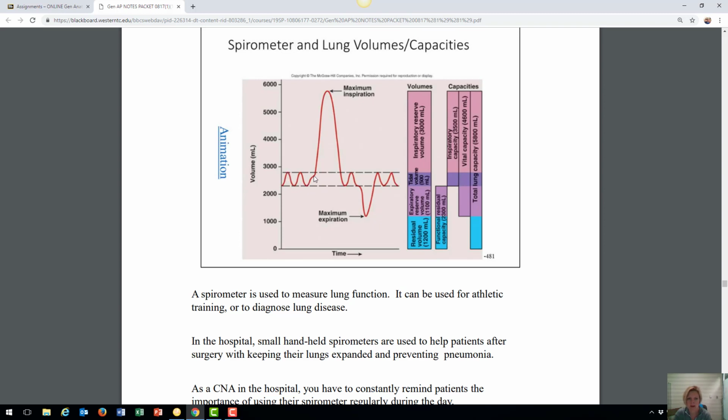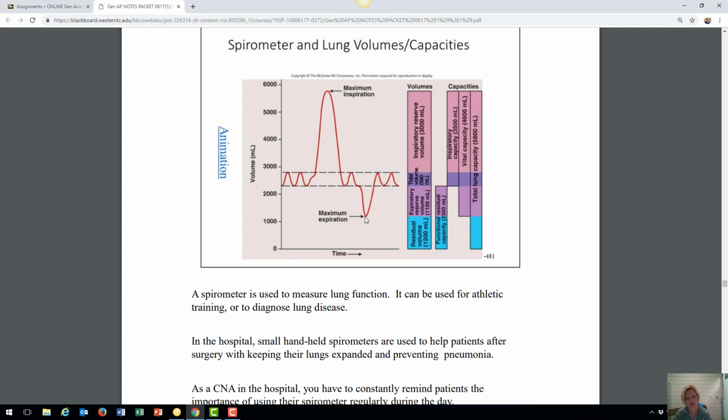When someone's at the top of a normal inhale and then they inhale all the way to the top as much as they can, we call that the inspiratory reserve. So when a person takes a drag on a cigarette or takes a big inhale before going underwater or blowing up a balloon, that's this inspiratory reserve volume.